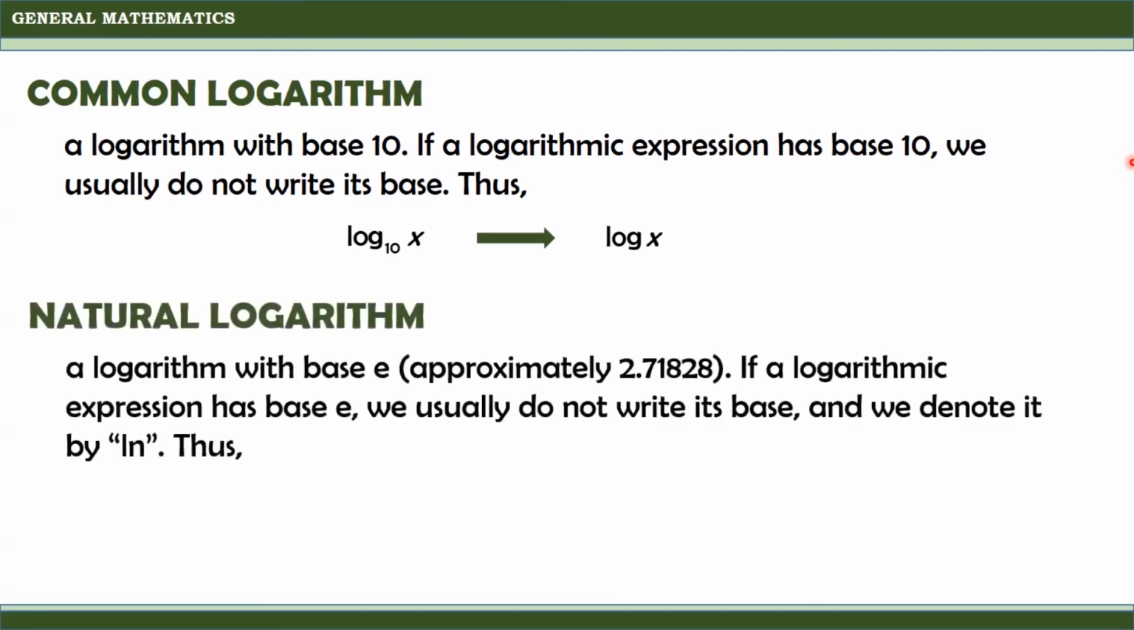Moreover, a natural logarithm is a logarithm with base e. e is a number which is approximately equal to 2.71828. If a logarithmic expression has base e, we usually do not write its base, and we denote it by ln. Thus, if we have logarithm of x to the base e, then we can write it as ln of x.